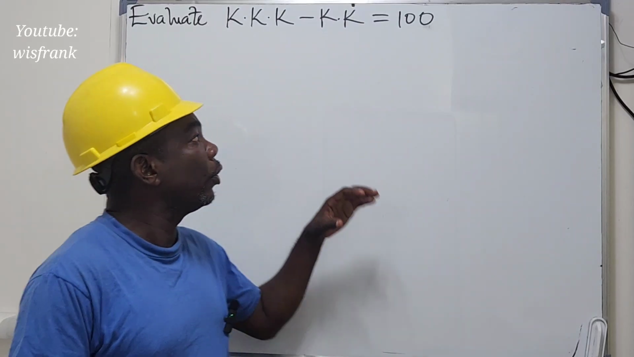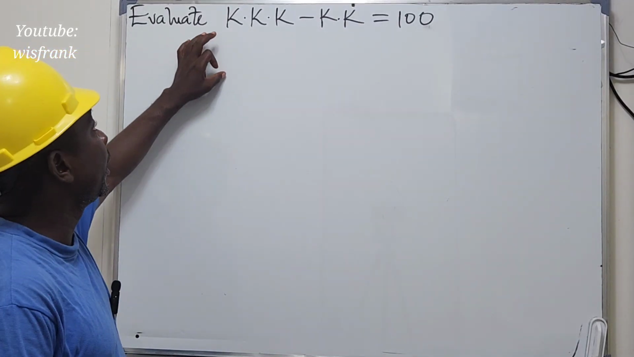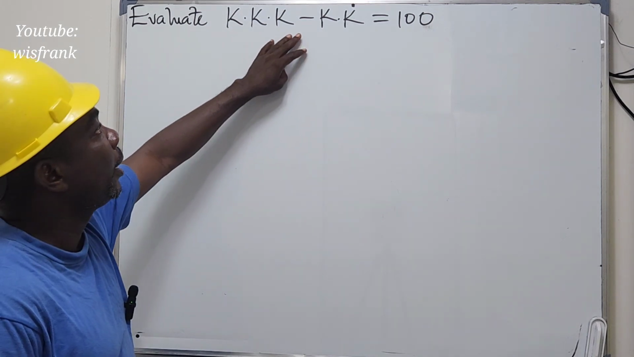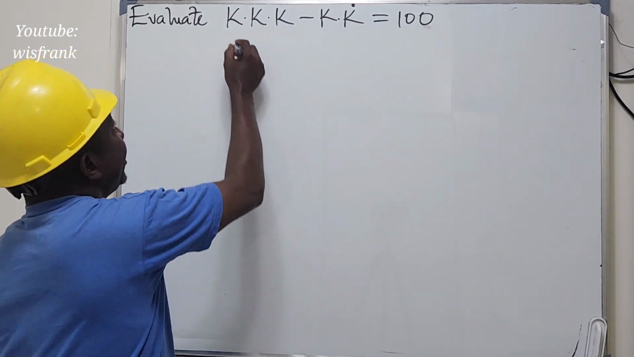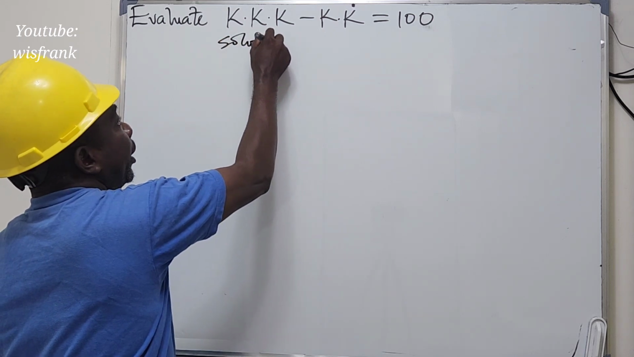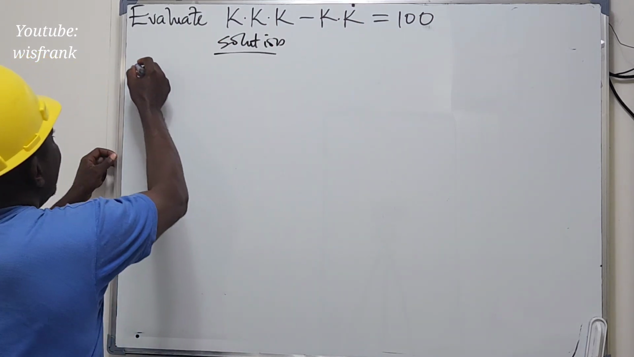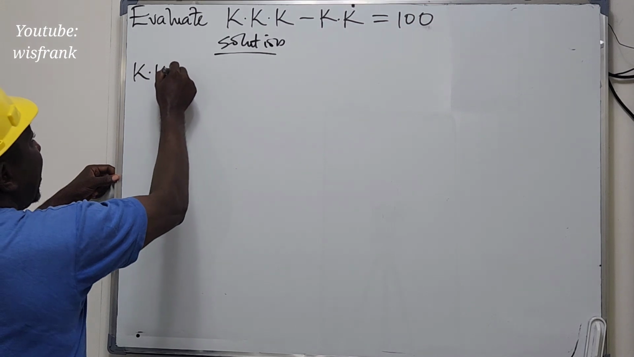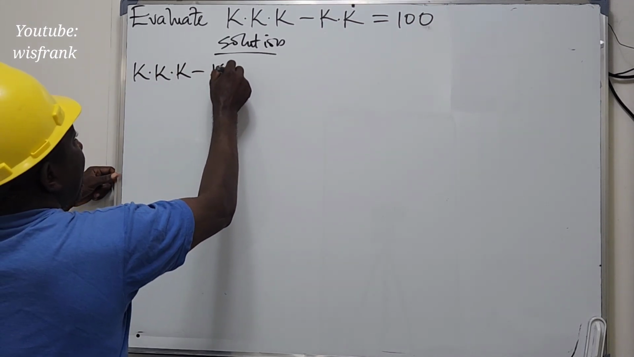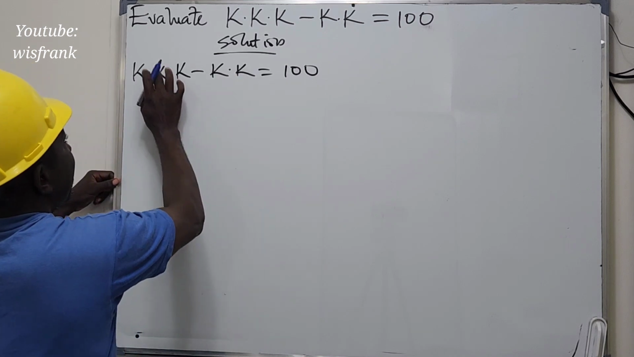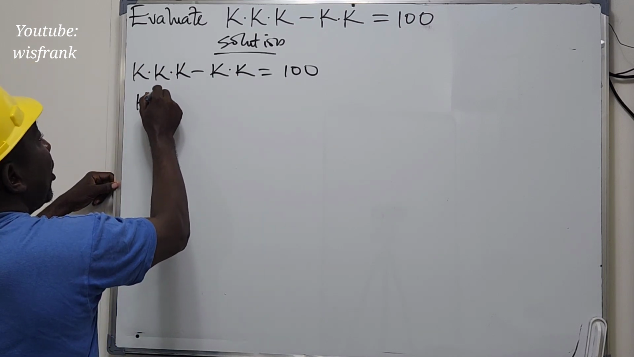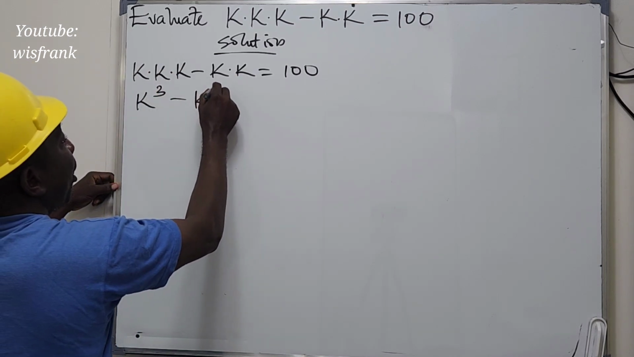For today, we are going to look at this question, and it says evaluate k times k minus k times k equals 100. So we are going to evaluate this to find the value of k from the given equation. We are given k times k times k minus k times k equals 100. So this is the same thing as k to the power of 3 minus k to the power of 2 equals 100.